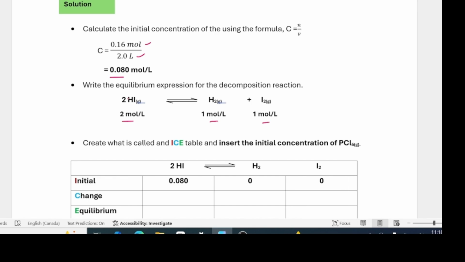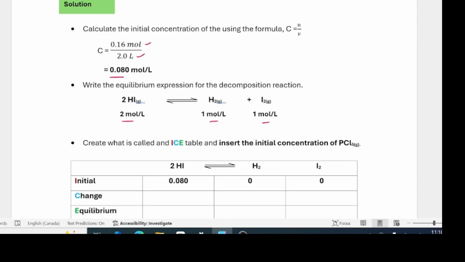But now we have different stoichiometric coefficients for these. We are getting 2 moles of this producing 1 mole and 1 mole. So we cannot say minus X will give me X and X. You have to remove twice that amount.